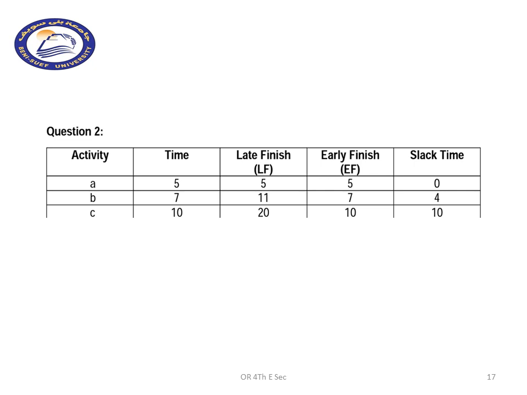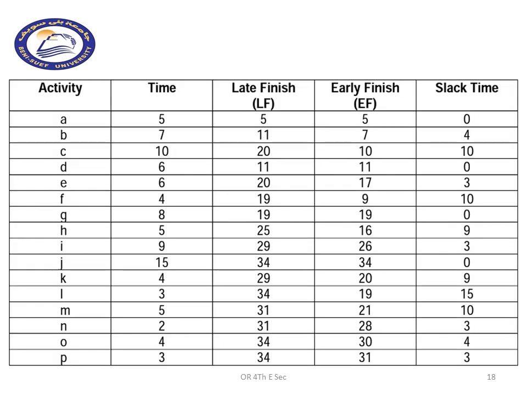As for activity C, the time is 10. The late finish is 20. The early finish is 10. The slack time is 10. And you complete the whole table to be just the way given to you in the model answer.